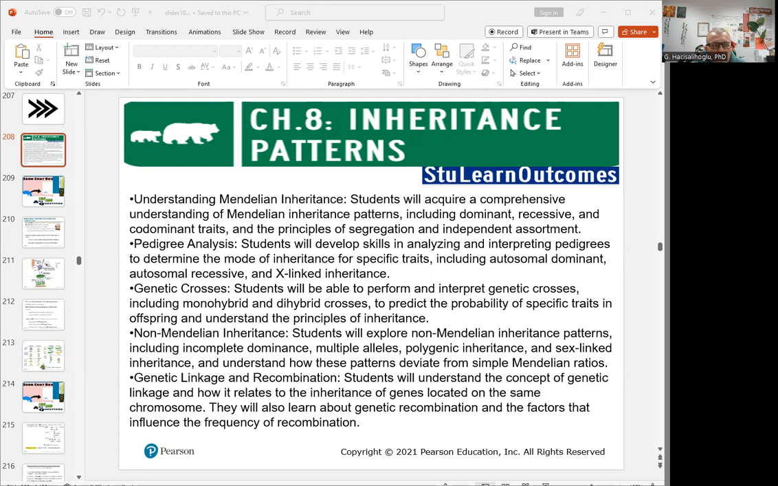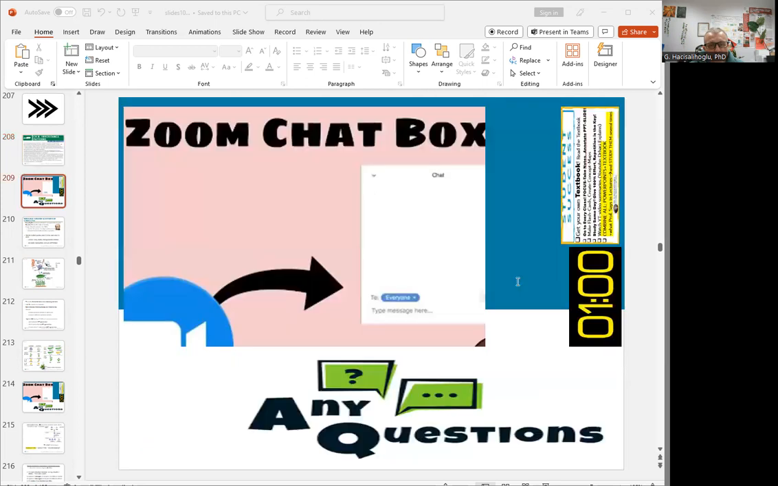We will also look at crosses, genetic crosses. We will look at pedigree analysis. We will also look at some non-Mendelian inheritance, and briefly look at genetic linkage and recombination. So let's get started. Okay, so Mendelian genetics.